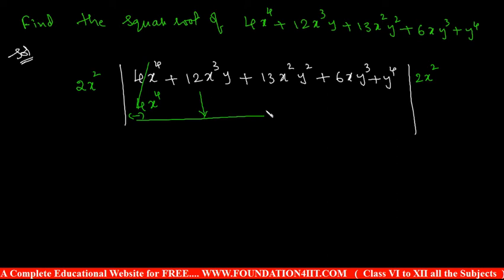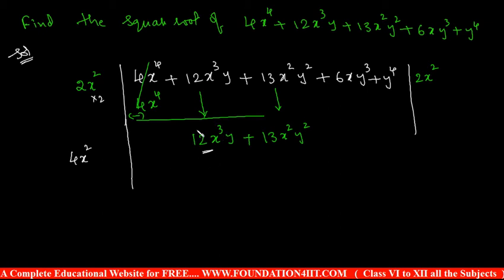Next, you can take two terms, or if required three terms. Let's take two terms: 12x^3y plus 13x^2y^2. Now our method is that we should double the quotient so far. Doubling 2x^2 gives 4x^2. Now 4x^2 into something should give the first term.